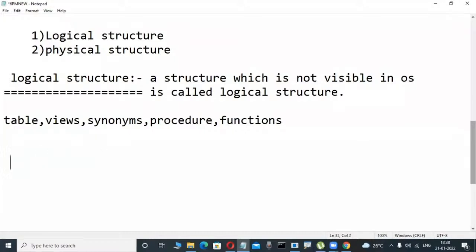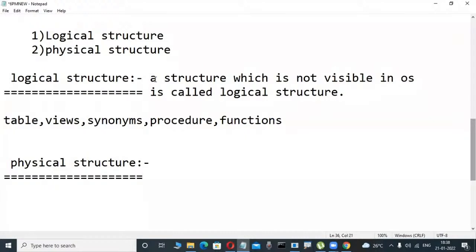Now observe it here. What is physical structure? Don't write it, just check it out and roughly observe it here. Physical structure is there. Now, just for the idea, what does physical structure mean? It is the opposite.